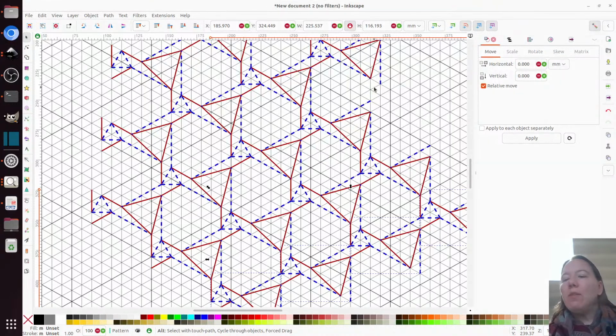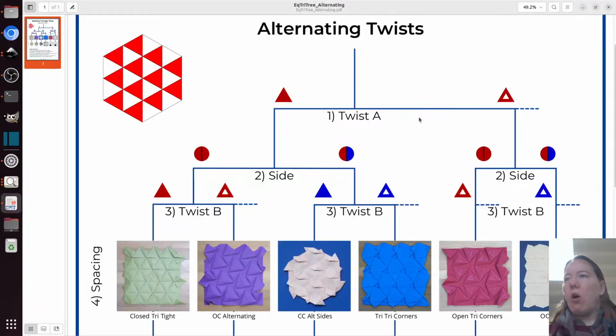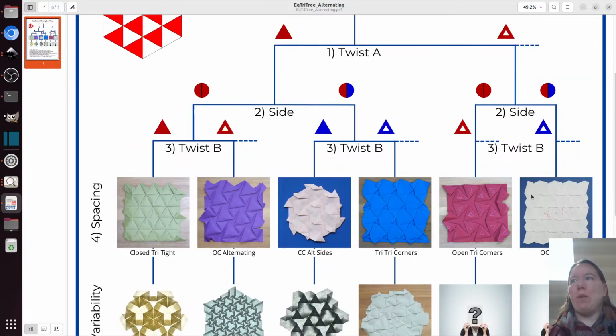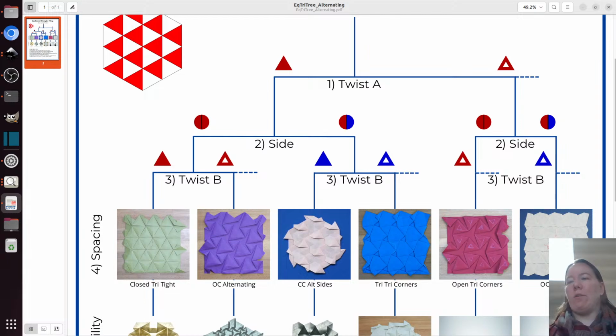So this pattern that I just drew out isn't even on this decision tree. It's kind of off this branch of even more open. And then we chose a closed triangle twist on the back side. So this is a very incomplete list of what patterns can be made.